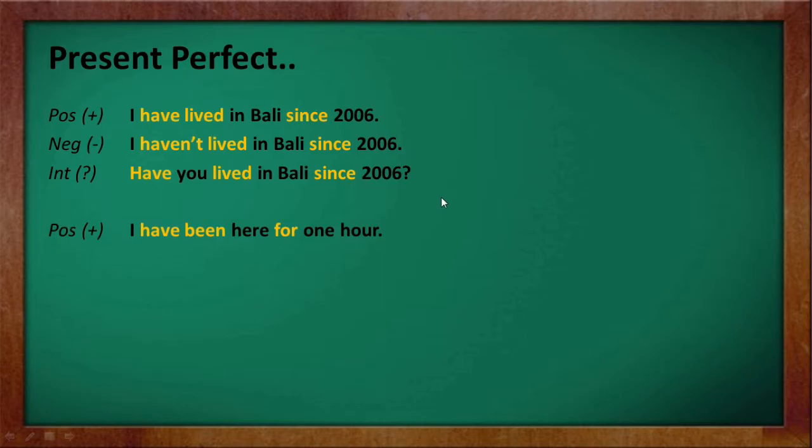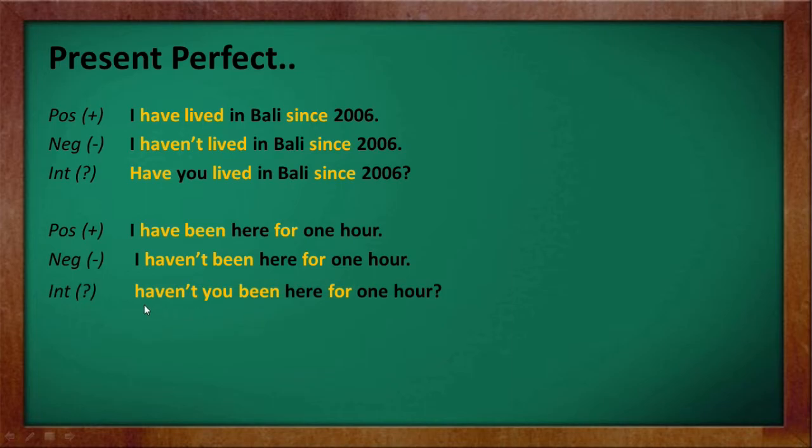And another example is: I have been here for 1 hour. We're using been because this sentence doesn't have a verb. For the negative sentence: I haven't been here for 1 hour. And the interrogative sentence: Haven't you been here for 1 hour? Okay, this is about the present perfect tense. Let's continue to the next tense.